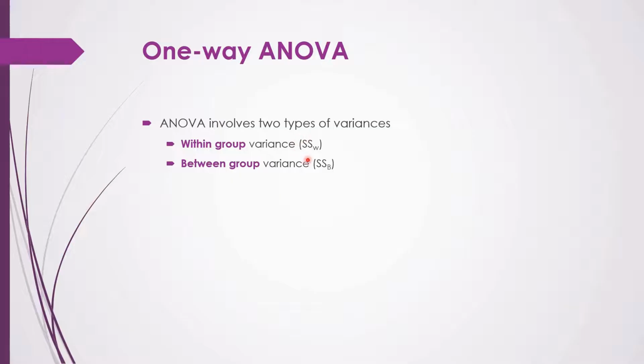Now you can see that I have written SSW within the bracket against within group variance. You don't have to get confused. SS just means sum of squares, and it's just another way of addressing variance. So if you see SS, this just means variance. So this is variance within the group, SSW, and this is variance between the group, SSB. Let's move on to the actual computation part.